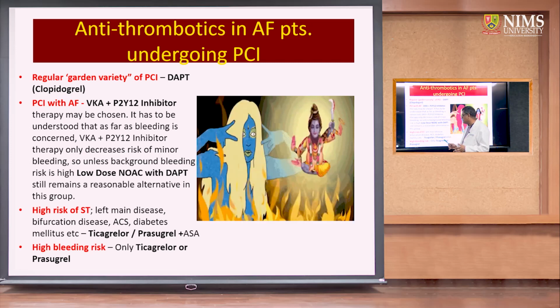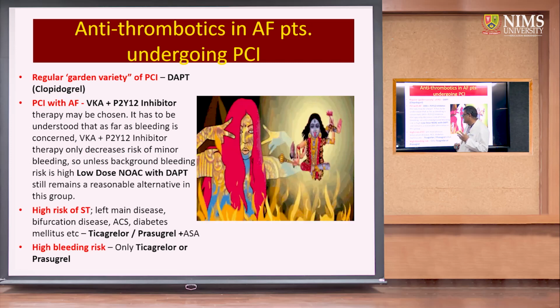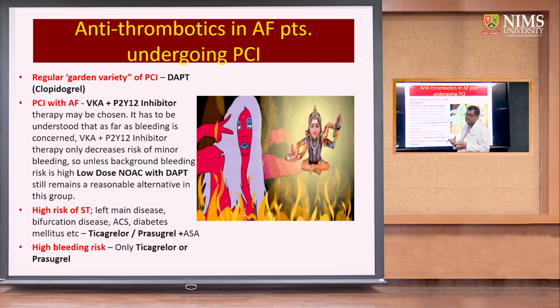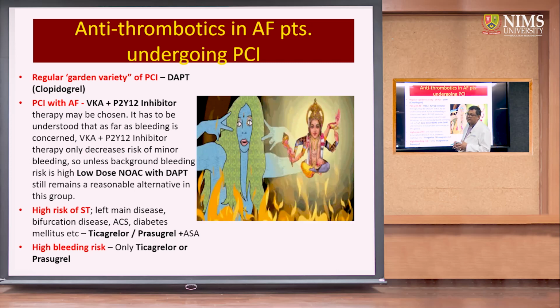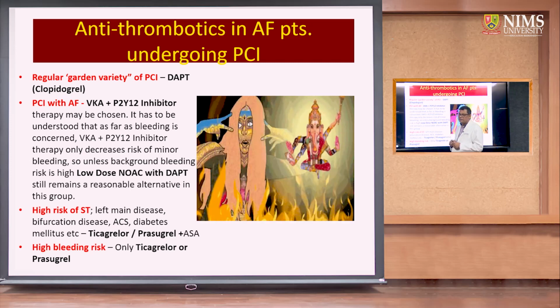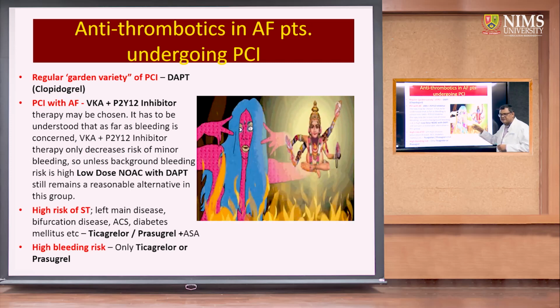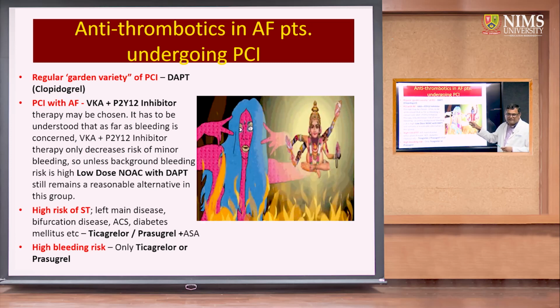But if there is just very high bleeding risk, the risk is so high that you cannot even use dual antiplatelet, then you can use a single agent, either ticagrelor or prasugrel. So I think this is clear. Practically these things are clear, isn't it?